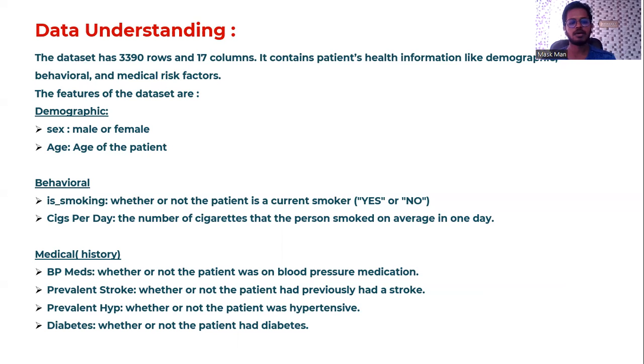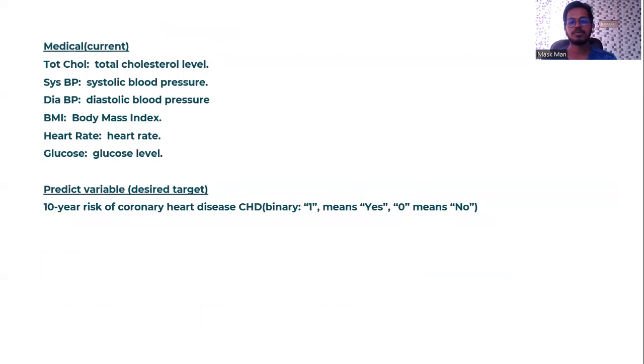And medical is history and current. History means any historical medical information, and medical current includes the current medical conditions. In medical history, BP meds means whether the patient is on blood pressure medication or not. Prevalent stroke means whether the patient has previously had a stroke or not. Prevalent hyp means whether or not the patient was hypertensive. And diabetes means whether or not the patient has diabetes. Medical current means the current medical condition of the patient.